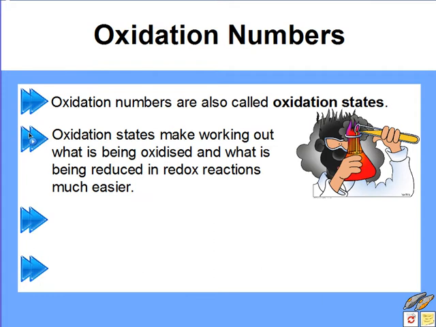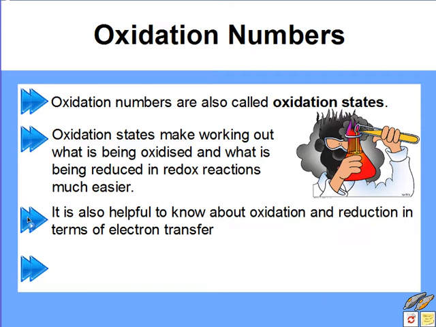Why do we need to know about oxidation states? Well, they help us work out what's been oxidized and what's been reduced in a reaction, and it makes it much easier to work out which is which if you understand them. To be able to do this, it's also helpful to know about electron transfer and oxidation and reduction.